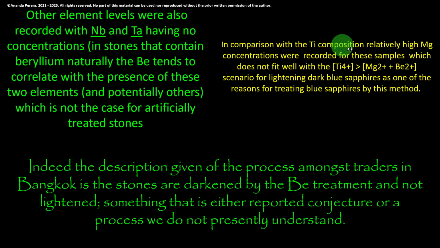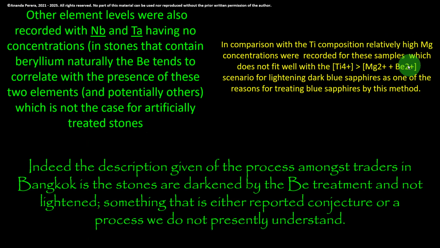In comparison with the titanium composition, relatively high magnesium concentrations were recorded for these samples, which does not fit well given that the titanium 4+ ions are bigger than magnesium 2+ and beryllium 2+. So this is the scenario that happens with the beryllium treatment. Beryllium and magnesium join together as 2+ ions, closely related to titanium 4+ ions.